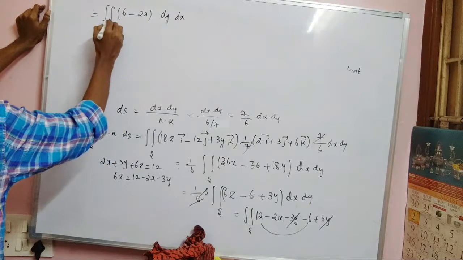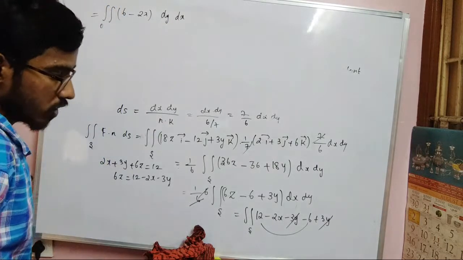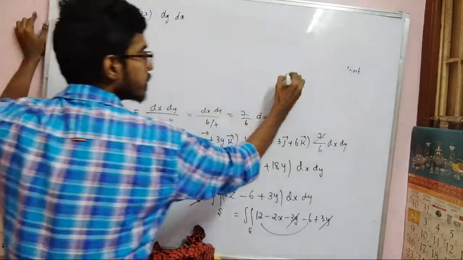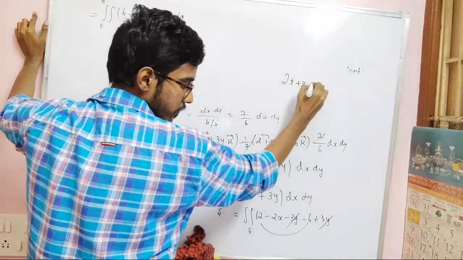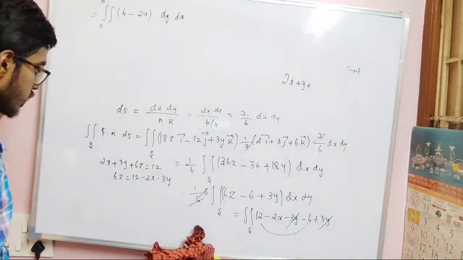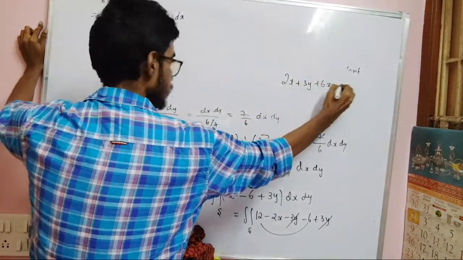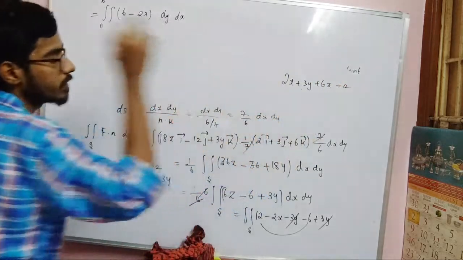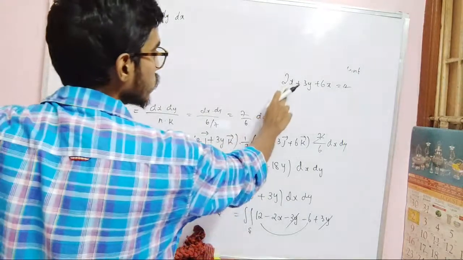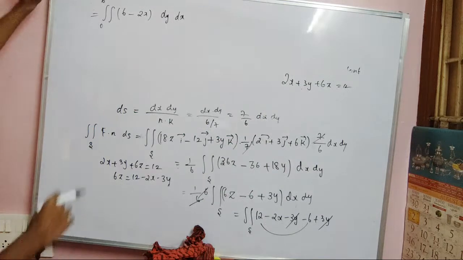the x limit will be a number. So we have found the x limit to be 0 to 6, because the surface is 2x plus 3y plus 6z is equal to 12. To find the x limit, put y is equal to 0, z is equal to 0. So we have 2x is equal to 12, that means x is equal to 6. So x varies from 0 to 6.